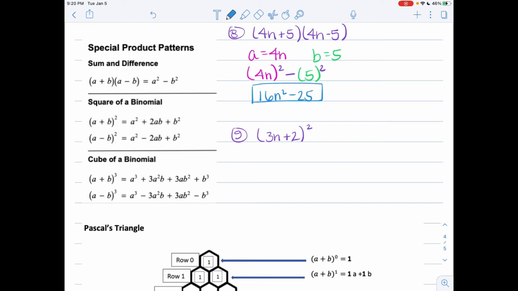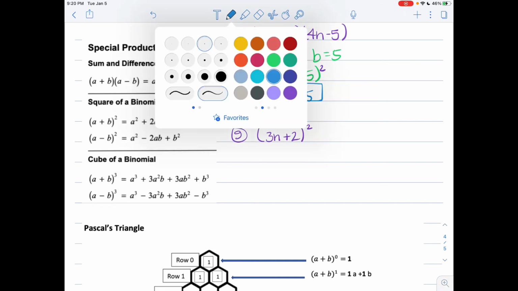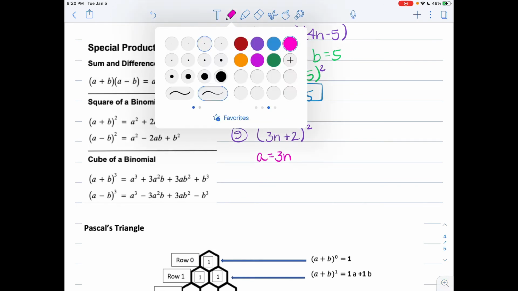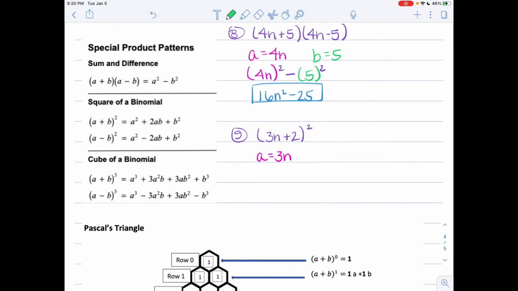Next, we have a square of a binomial. I have 3n plus 2 squared. So again, identify the A and the B value. If you don't need to explicitly write these down, that's fine. I'm just doing it for the purpose of the notes and the visual that it'll give you in your notes so that you know where everything is coming from. A is 3n, and B is a 2.